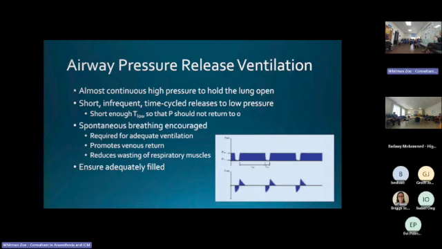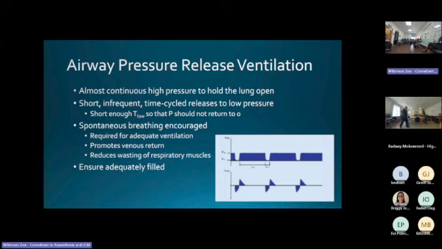You are trying to hold it open as long as possible and then let it go for a very, very short period, usually about half a second. And it needs to be short enough of a release that your pressure here, this one, doesn't get back to zero, because if it gets back to zero, then you're probably going to get atelectasis again. You're trying to hold it all open.